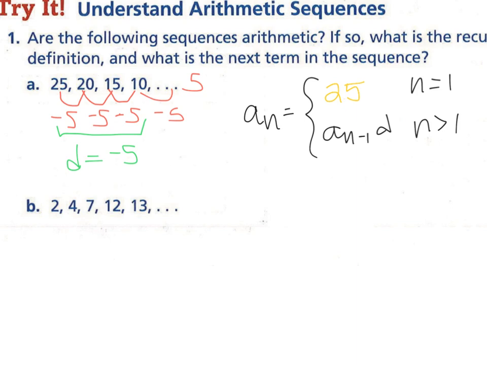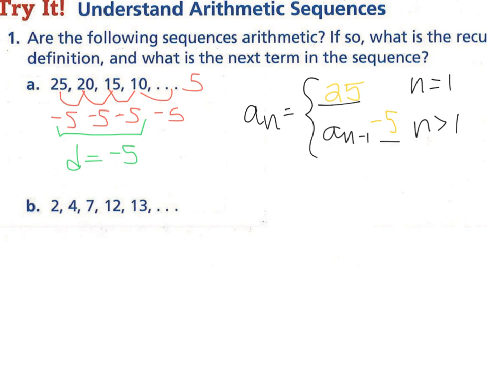And our common difference here is -5. So we replace that with a -5. And that's our formula. We don't replace anything else. We only replace those 2 spots. We replace the a sub 1 and the common difference.